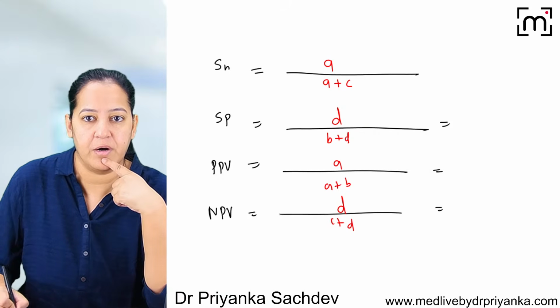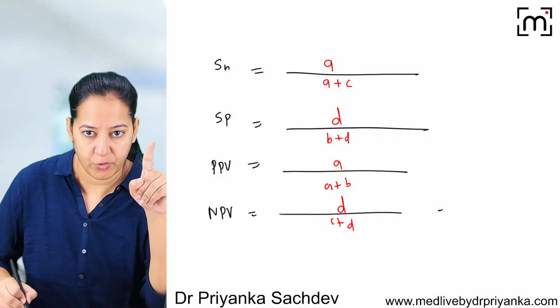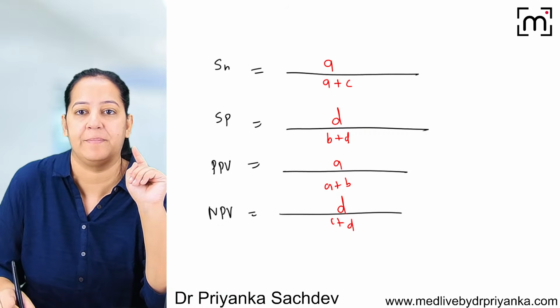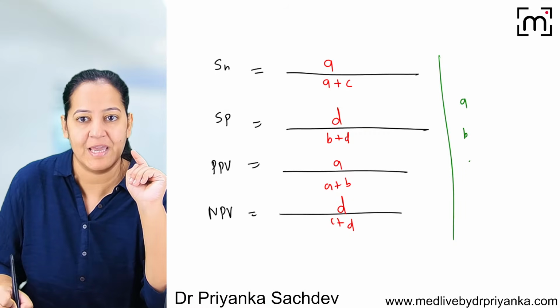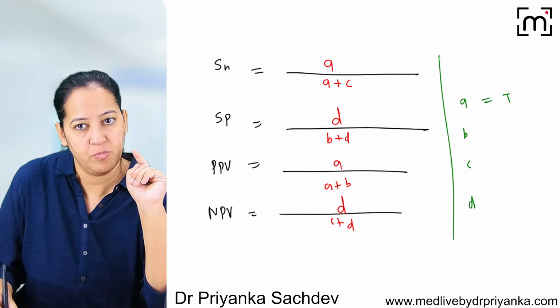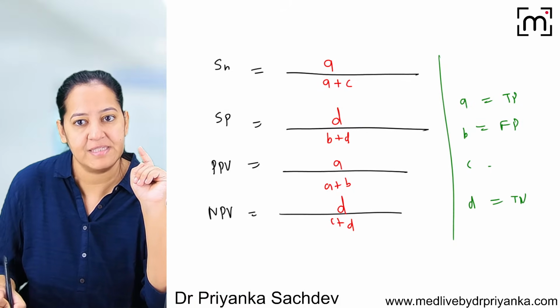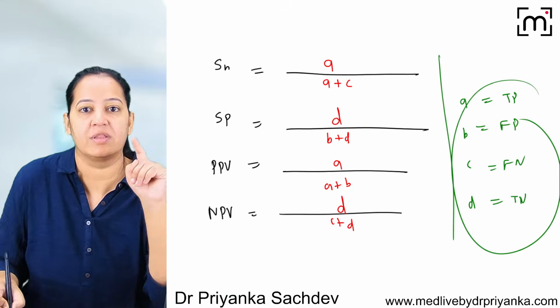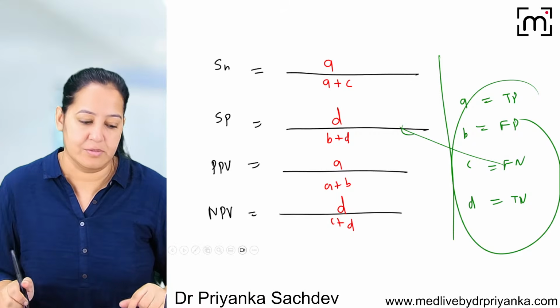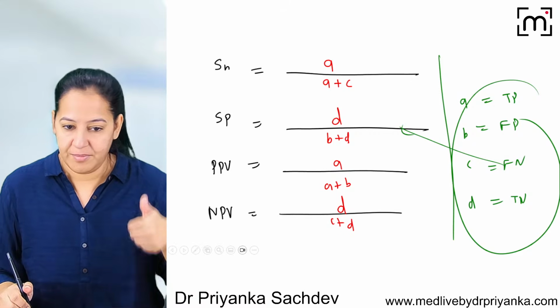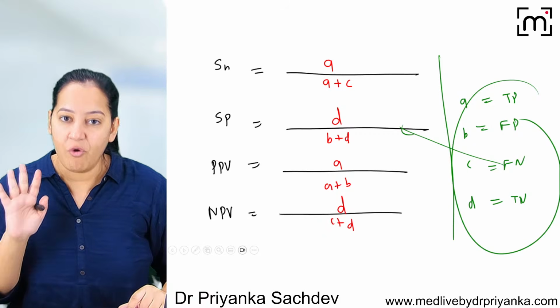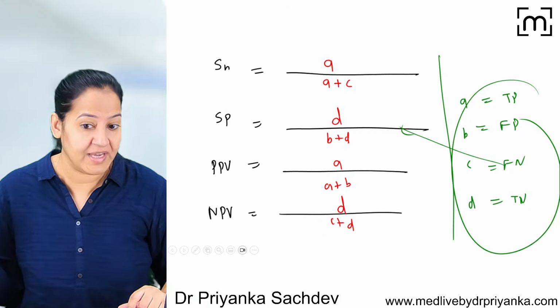In terms of true positive and true negative, if you want to create these formulas, you should know what A, B, C, D are. I guess you all know: A is true positive, D is true negative, B is false positive, and C is false negative. You can replace all these here, so you will get those formulas also. I hope you all got it. Give me a thumbs up if you got it. So these are the 4 formulas in front of you without any confusion.